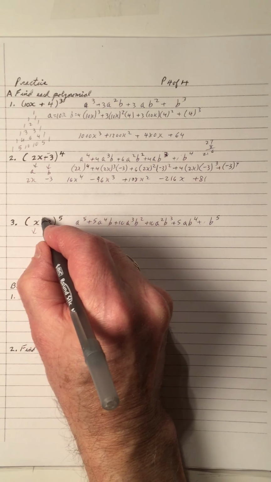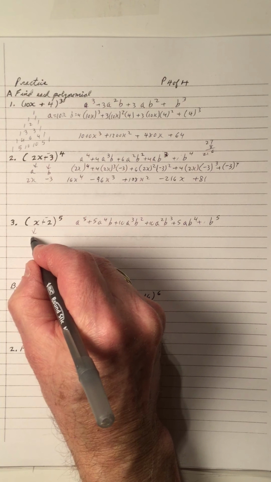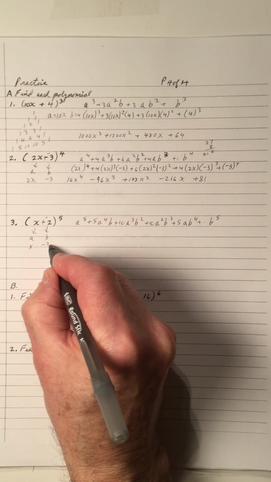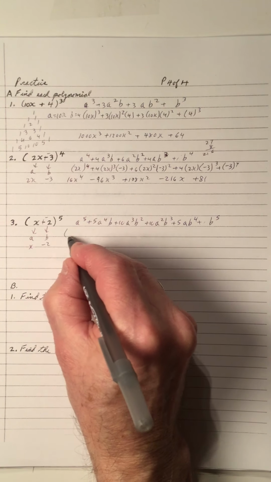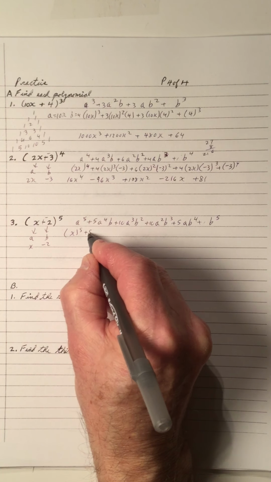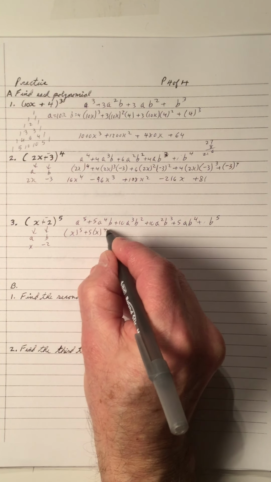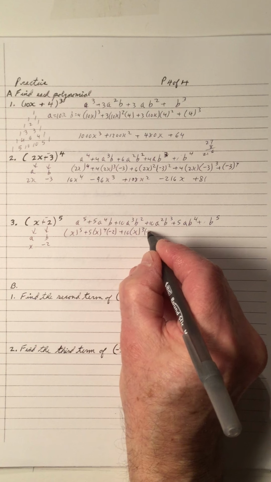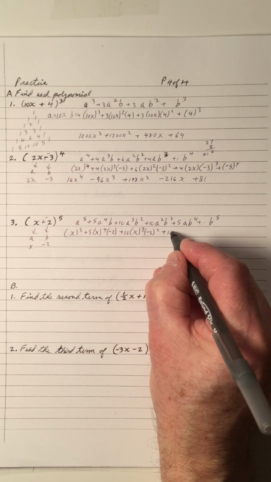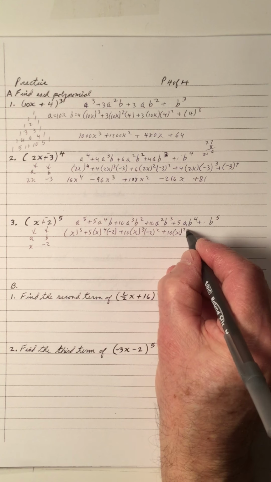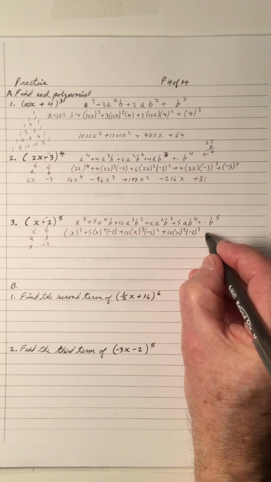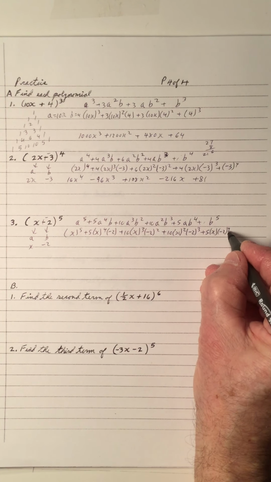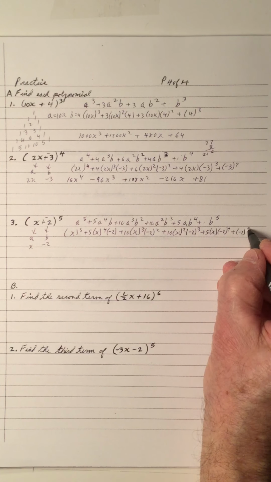Again, we have plus negative. So that's a, that's b. So a is x, and b is negative 2. So here we go. a is x, b is negative 2. a is x, b is negative 2. a is x, b is negative 2. a is x, b is negative 2, and b is negative 2 to the fifth.